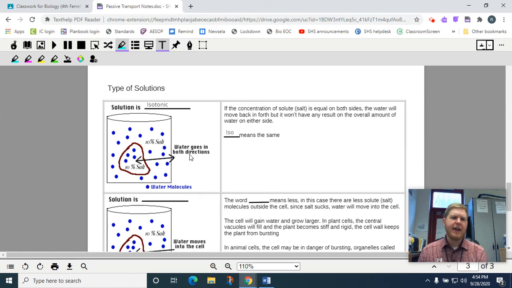Now, if we have the same amount of water, let's look at this example. We said this is a 10% salt solution, and inside the cell is a 10% salt solution. So that means, if we were talking about 100%, 90% of this is water, and 90% of this is water. Remember, we said water goes from high to low. So there isn't a high and there isn't a low, but water is still moving, because things just kind of move around.